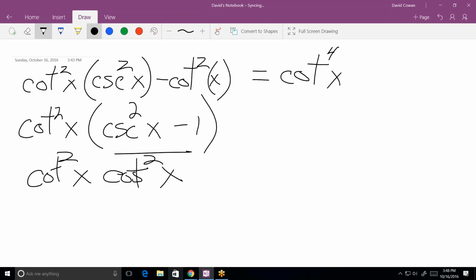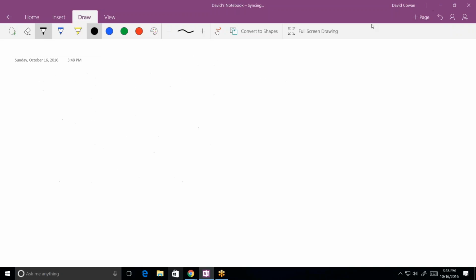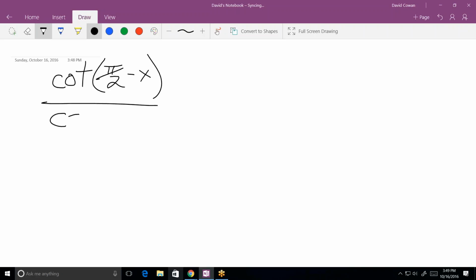Okay, you got another one? Okay, this one's a hard one. So, cotangent of parentheses pi over 2 minus x, and that is over cosecant of x minus cotangent negative x times negative x.